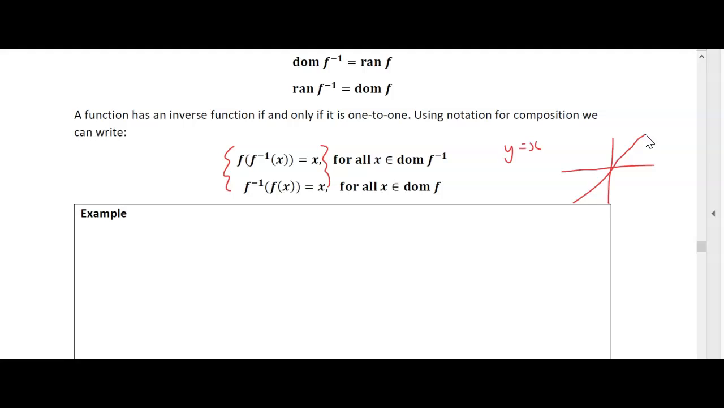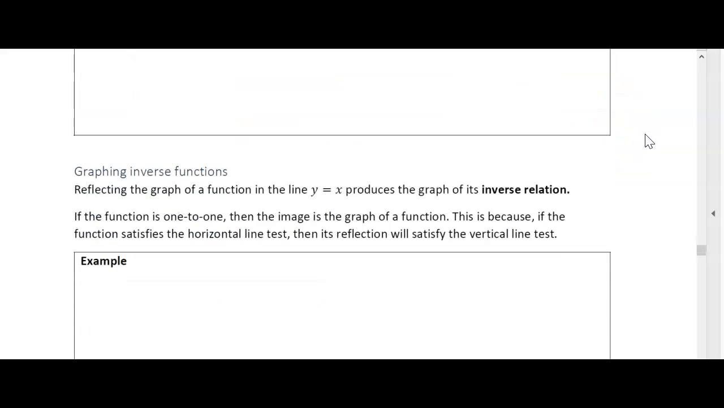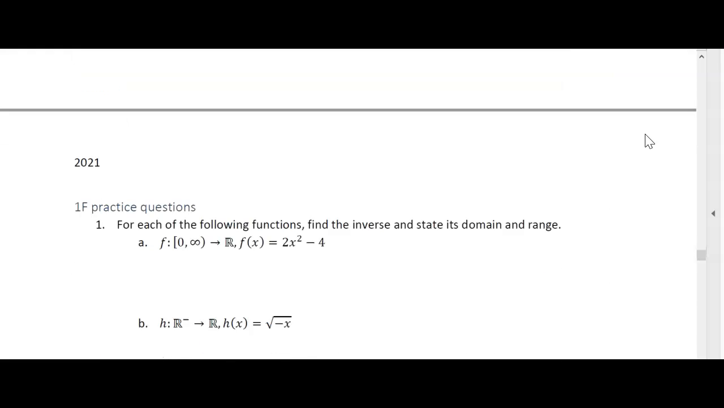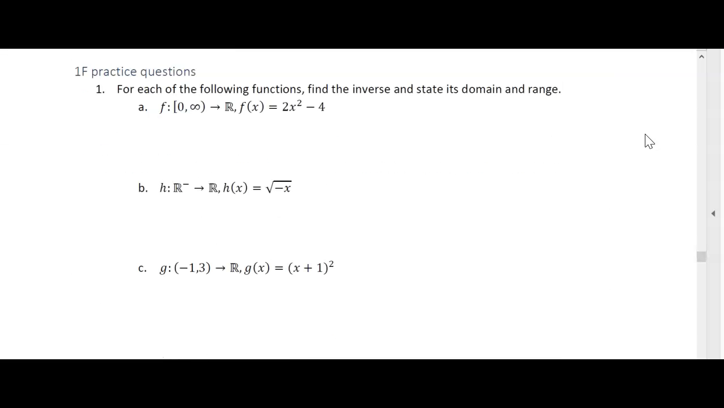So we might do a little bit of sketching today, not too sure. I'm not going to do these, I'm just going to skip to the actual practice questions. For each of the following functions, find the inverse and state its domain and range.